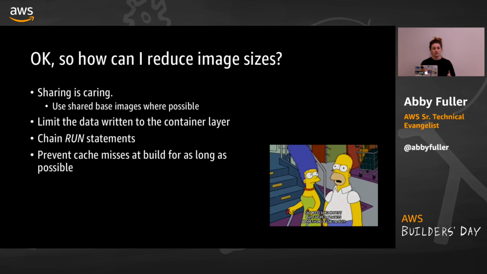You can chain your run statements. Something that I would have done when I first started out with Docker was ordering every line, and I'm sure it looked beautiful, and I'm sure I commented everything, but it's like apt-get update, comment, apt-get install, and then I installed a bunch of stuff. And then I cleaned up, and then I did something else. And although that looks beautiful and readable, it is not super effective for caching purposes. So chain your run statements. There's lots of blog posts about this if you're looking to learn more. But in general, also just prevent cache misses at build for as long as possible.